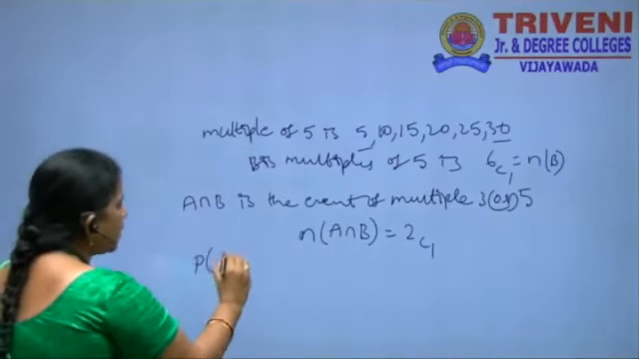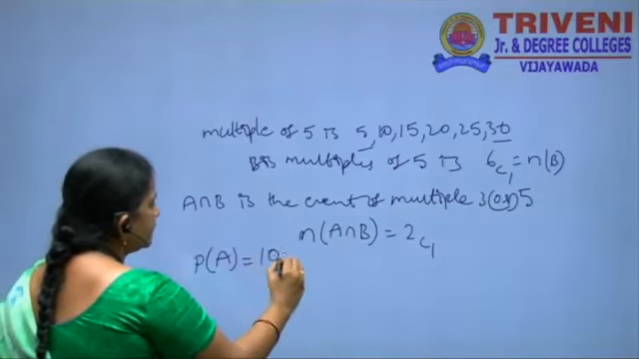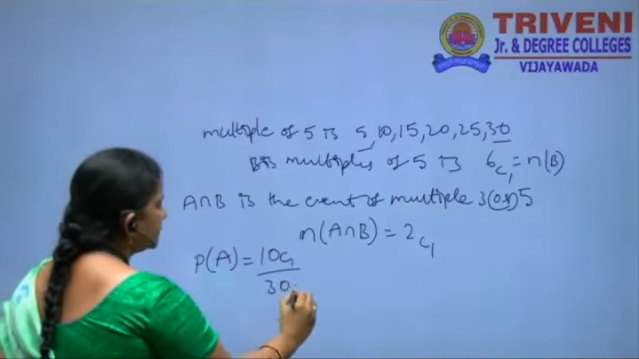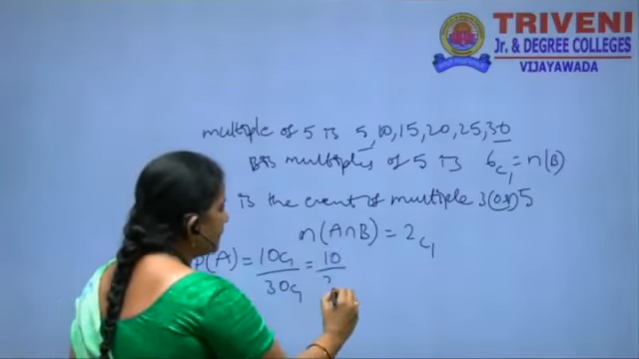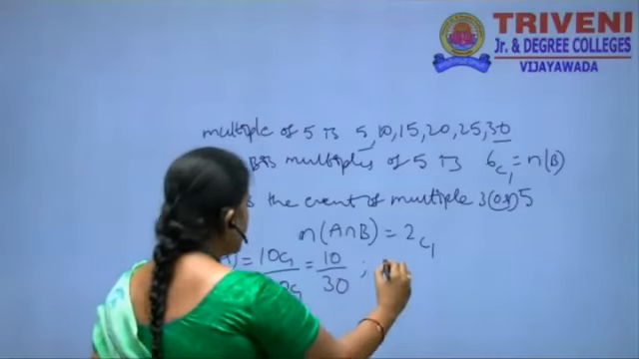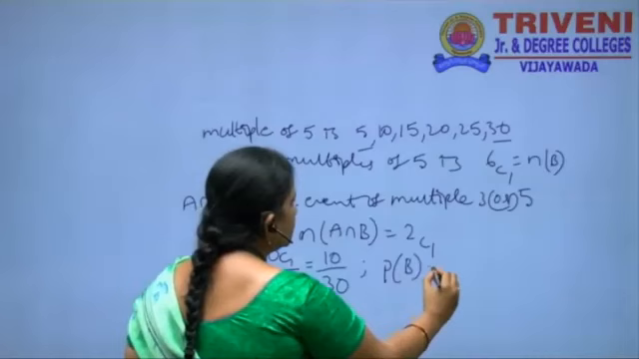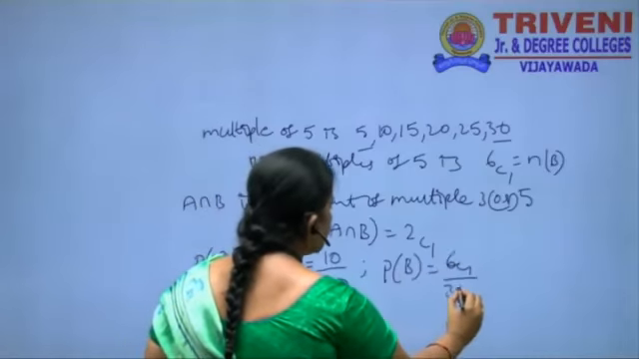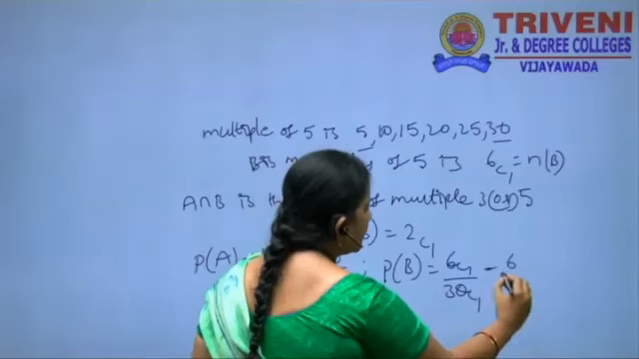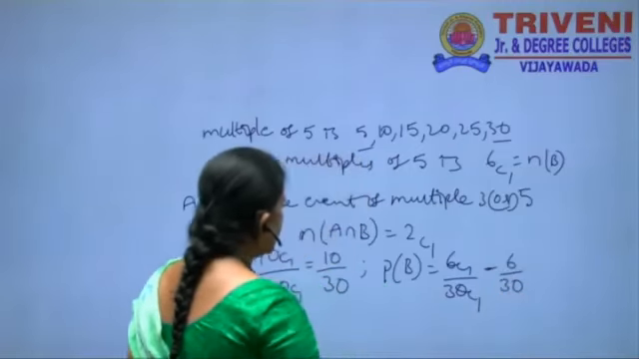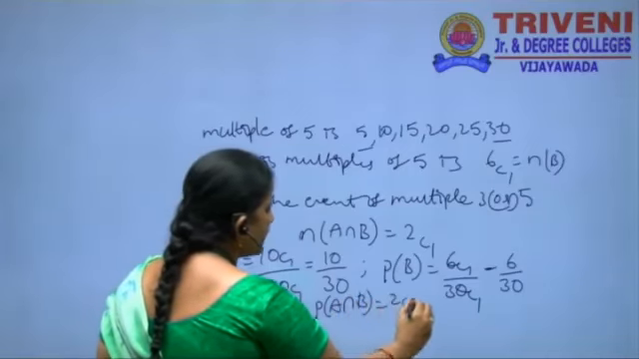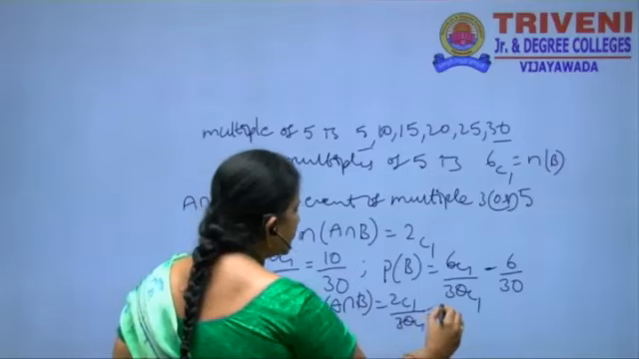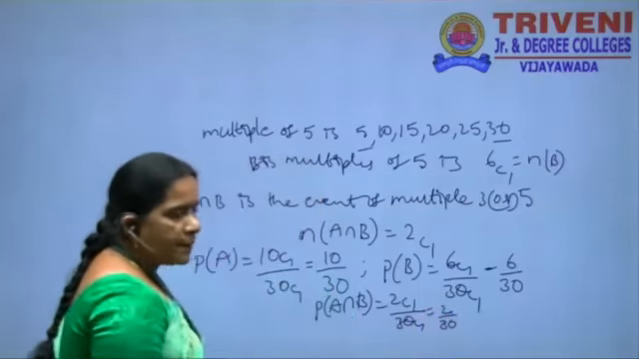Then probability of A is equal to 10C1 by 30C1. This can be written as 10C1 is nothing but 10, so 10 by 30. Similarly, P of B is equal to 6C1 by 30C1. Here also we have to write it as 6 by 30. And P of A intersection B is also 2C1 by 30C1, that is equal to 2 by 30.